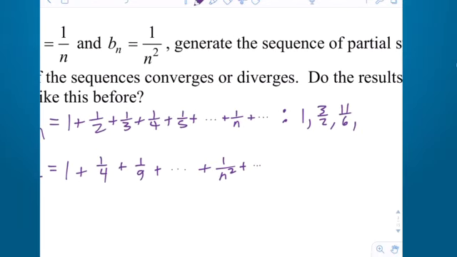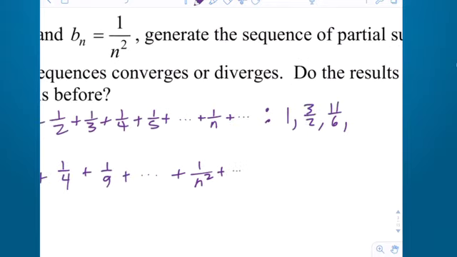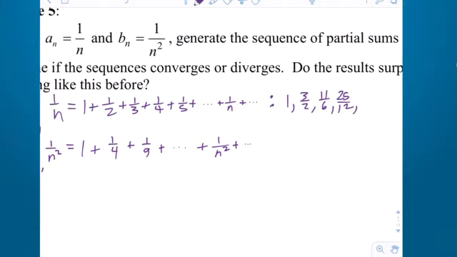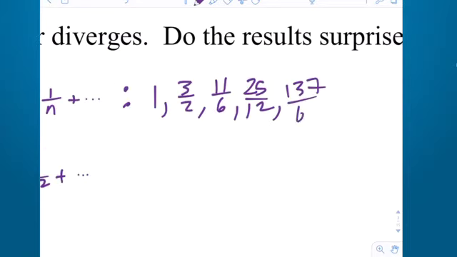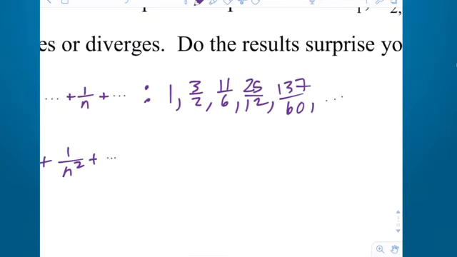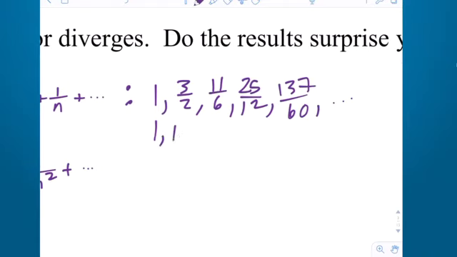What's the sum of the first four terms? Well, to that sum, add 0.25. And if you math, enter it, a calculator here can be helpful just to add fractions fast. You get 25/12. The sum of the first five terms, well, add 1/5 to that. And you end up with 137/60. Do those appear to be approaching a finite number? Maybe the decimals are better. Let's do them in decimal form.